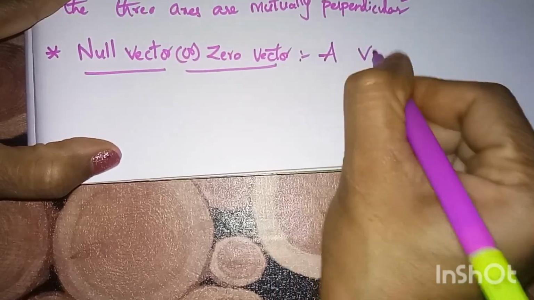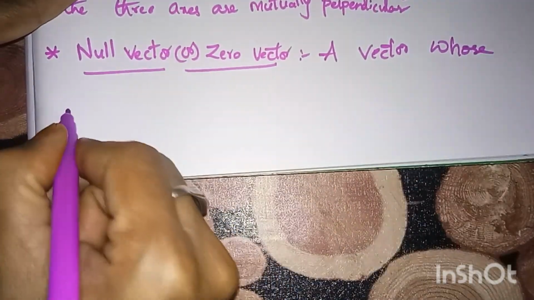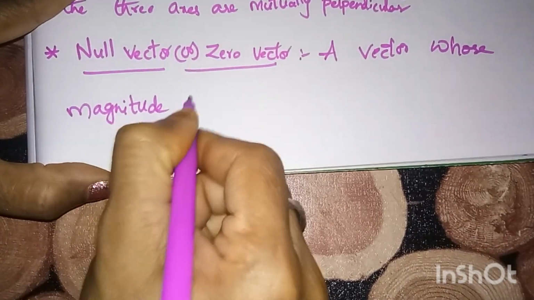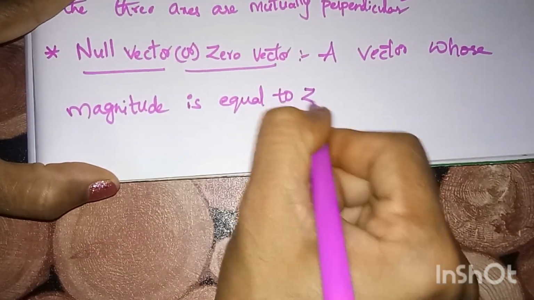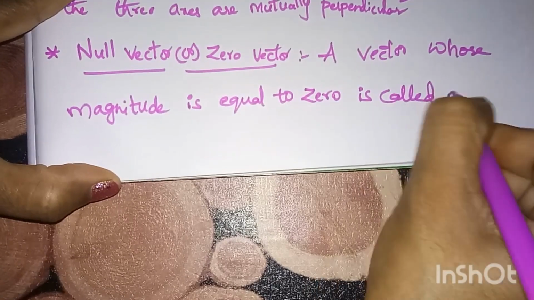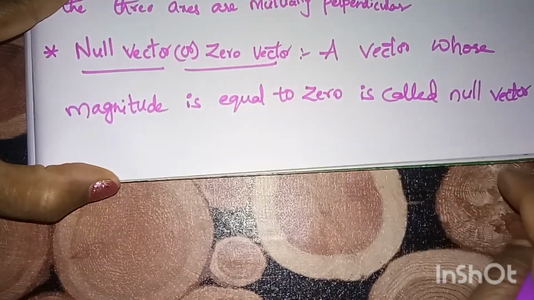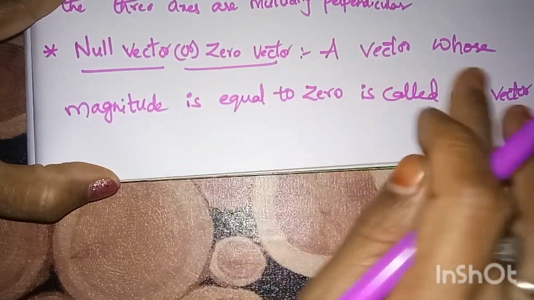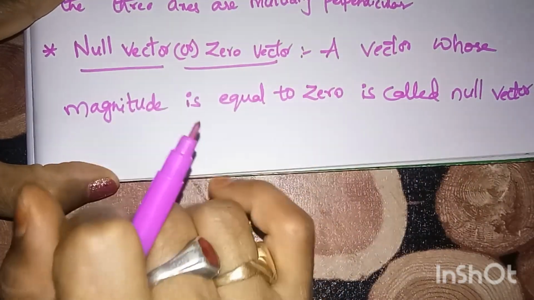A vector whose magnitude is equal to 0 is called a null vector. We can call a null vector a zero vector. So a vector whose magnitude is equal to 0 is a null vector.